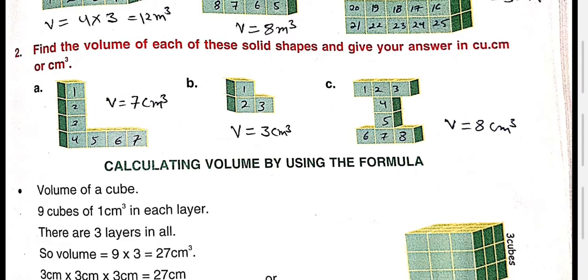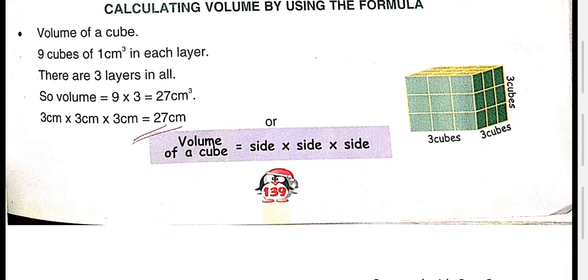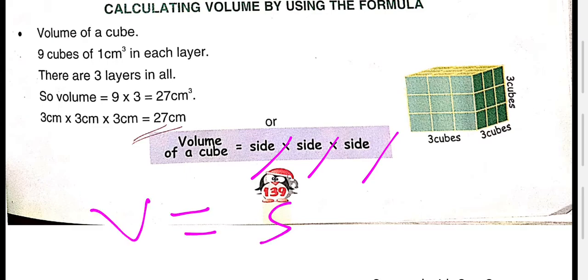Now these are the direct calculation. Direct, you have to count. Now come on the formula one. Volume of a cube is equal to side into side into side. So what is the formula of volume of cube? Side into side into side.